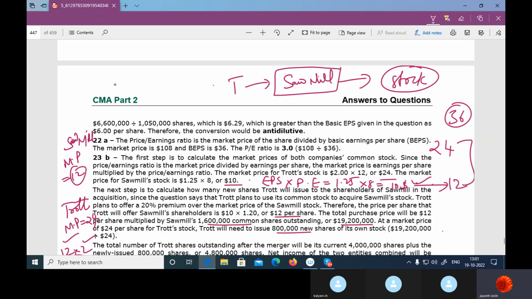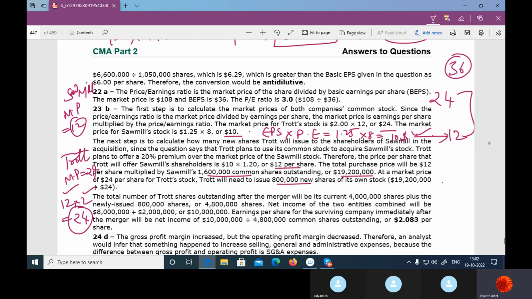If you want to buy some company, you will ask the value of that company, no? If you are going to a shop and want to buy a mobile phone, you'll ask the value of the mobile phone. In the same way, when Trot wants to buy sawmill, they are calculating the company's value. So how will you calculate the company's value? You'll see the outstanding shares into market price. Correct or wrong?